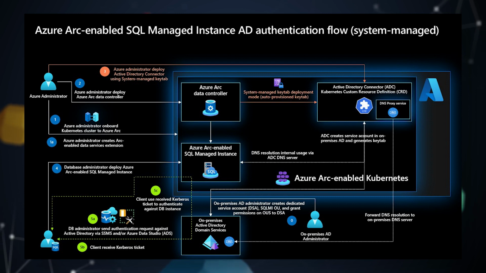The connector is a Kubernetes custom resource that implements the DNS proxy service to talk to the AD domain services under the covers. And then you deploy the SQL management instance, and you're on your way to deploying SQL databases. Now let's take an example of how the authentication works next.